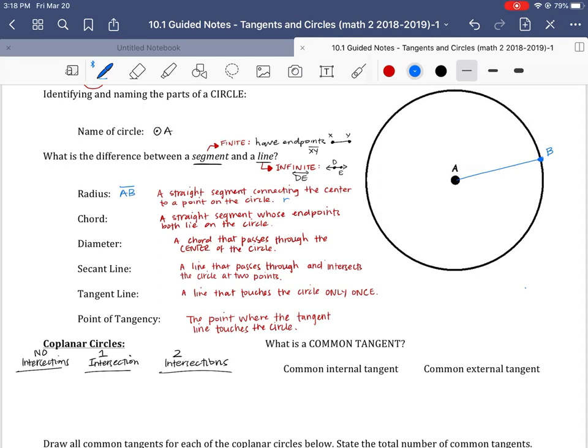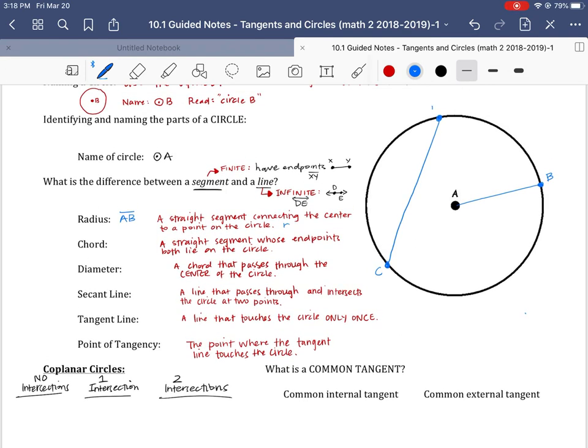A chord is a straight segment whose endpoints both lie on the circle. So a chord could be something where its first endpoint is here, it comes through the circle, and then the other endpoint is right here. We could call this point C, we could call this one up here D. That is a chord. Sorry, it doesn't look quite straight, but C to D would be a chord.